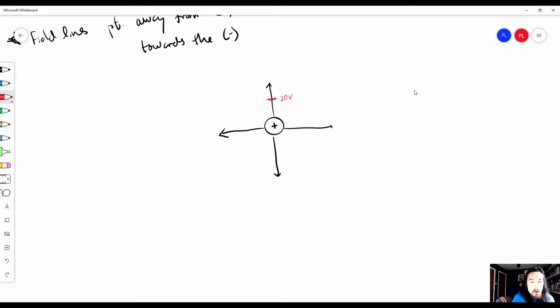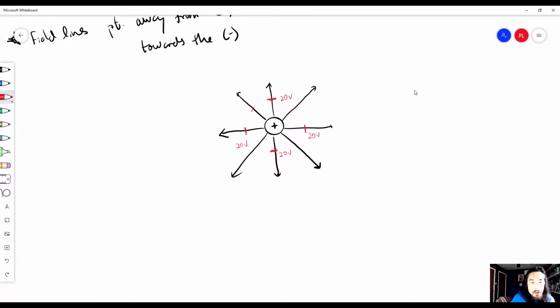So right here, which is about midway, I'm going to draw a line perpendicular, and we can say that's 20 volts. Same over here, midway, 20 volts, and right here, midway, 20 volts. The important idea here is that it's all perpendicular. Now, if we were to draw more field lines, I'm going to draw another one here, another one here, another one here. We can continue this.